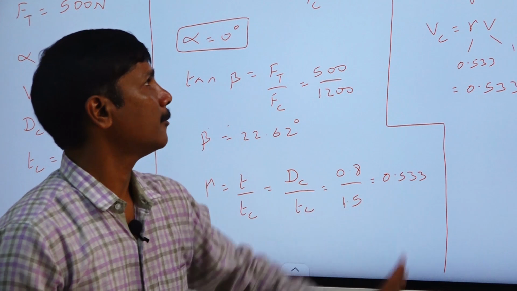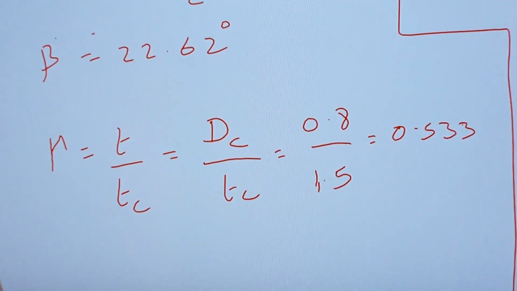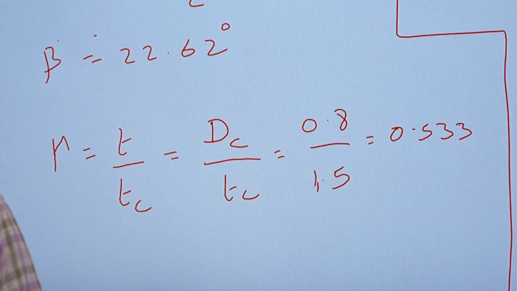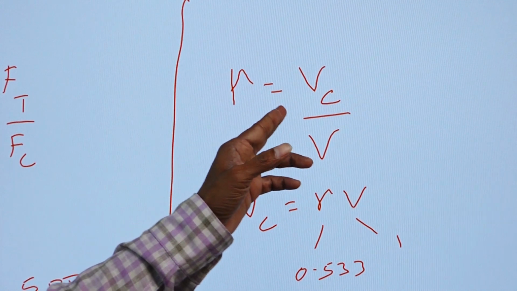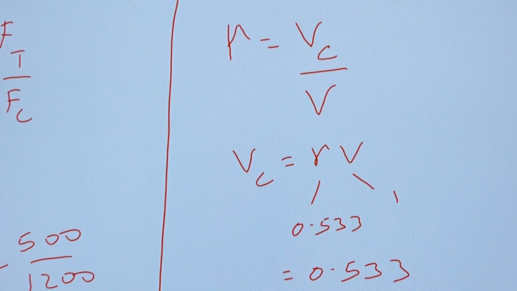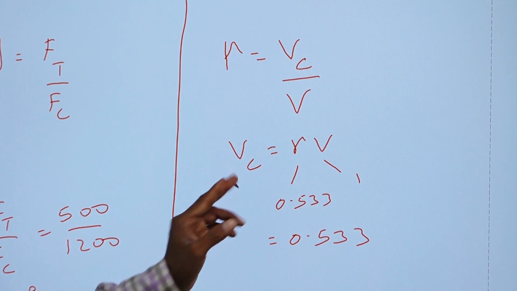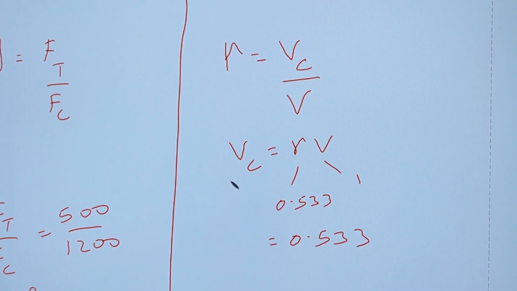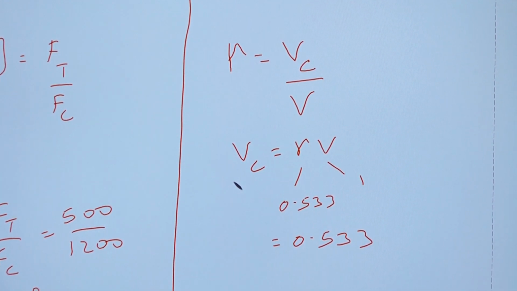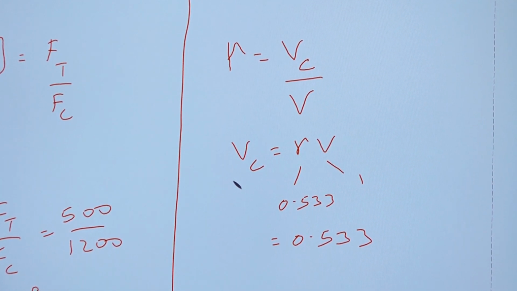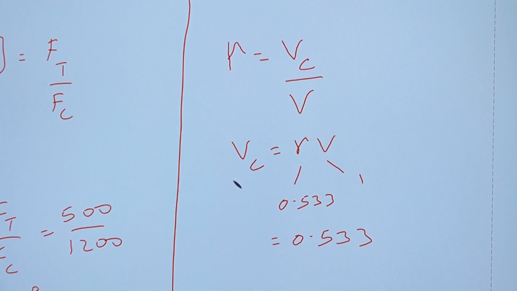The chip thickness ratio is also the ratio of chip flow velocity to the cutting velocity. Here also you can remember that chip flow velocity is lesser than the cutting velocity. So, we are going to find out the chip flow velocity. Chip flow velocity is the product of chip thickness ratio and cutting velocity. The cutting velocity is given as 1 meter per second. So, when you multiply, we get chip flow velocity as 0.533.